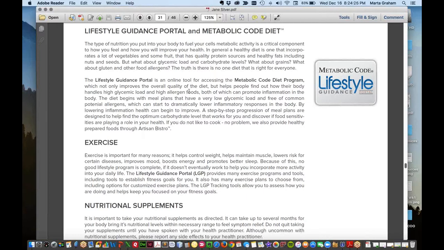And so at this point, I'll turn it over to John, who will describe in detail the aspects of the Lifestyle Guidance Portal. We're going to pause briefly.